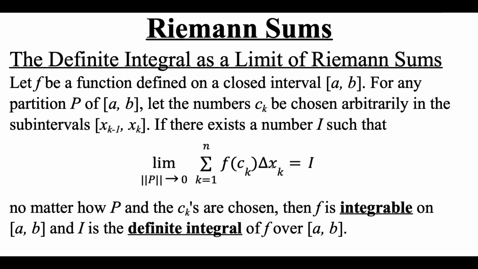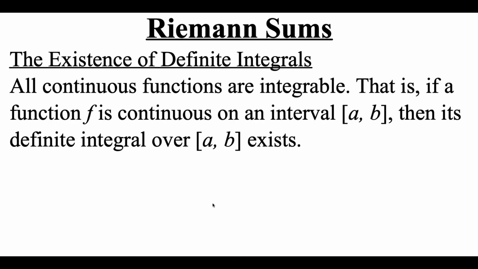if this sum approaches a specific I value, no matter how that partition p value and how those c sub k's are chosen, then we can say that our function f is integrable on that interval from a to b, and that I value is called the definite integral of f over the interval from a to b. Now, all continuous functions are integrable. So that means if we've got some function f that's continuous on an interval from a to b, then its definite integral over that a to b interval has to exist.